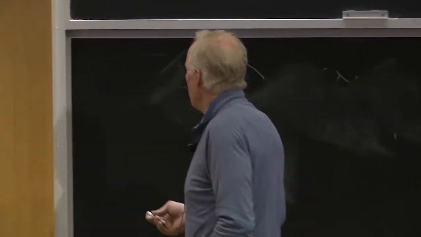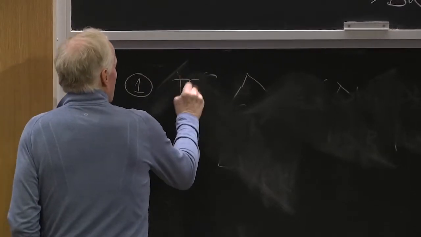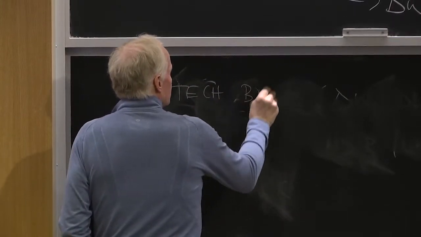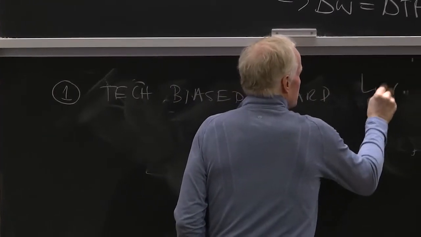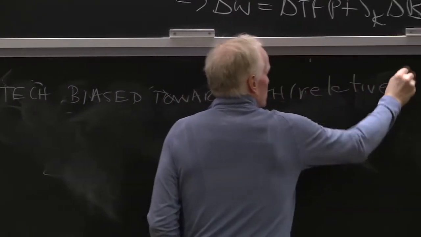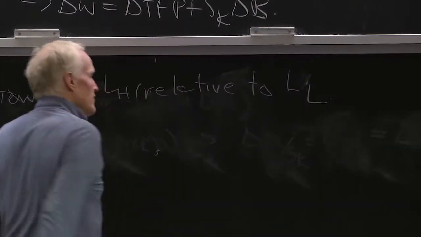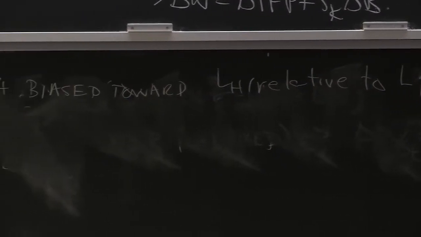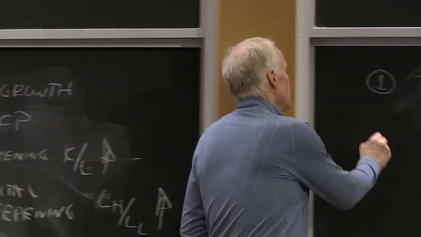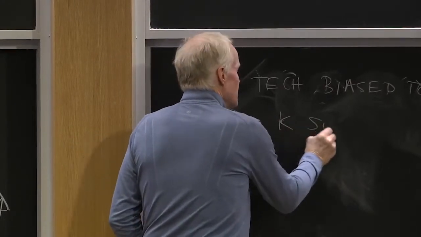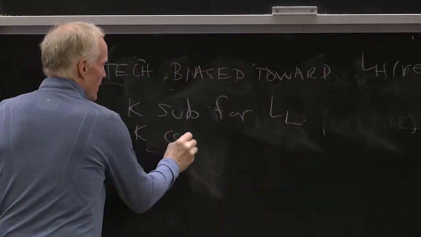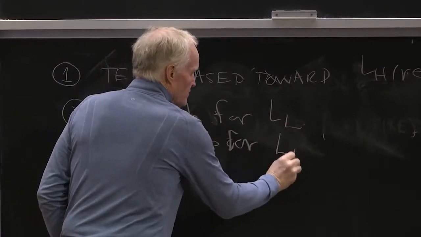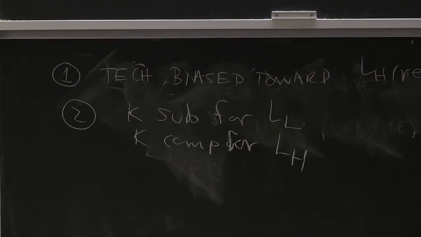But I want to bring in a couple of points. One, technology bias toward LH relative to LL. I want to think about technical bias that's raising the demand for high skilled labor relative to low skilled labor. So that's one thing that's going on. And K is a substitute for LL, and it's a complement for LH. So those are the parameters I want to think about in my model.